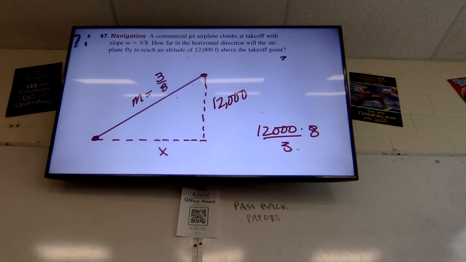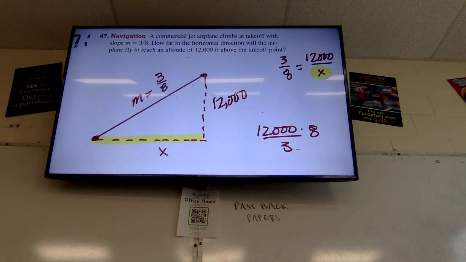Okay. 3/8 is my slope, right? And slope is the same thing as rise over run. What is my rise in this problem? How high is the airplane rising? 12,000. And we don't know how far we're running. That's what I'm asking us. We want to know that number.